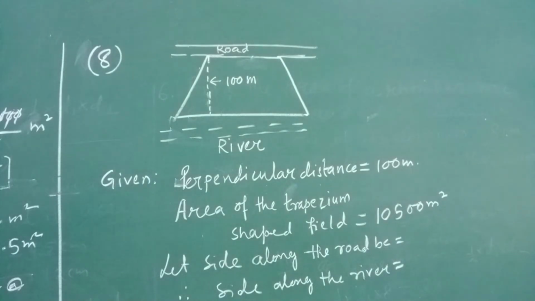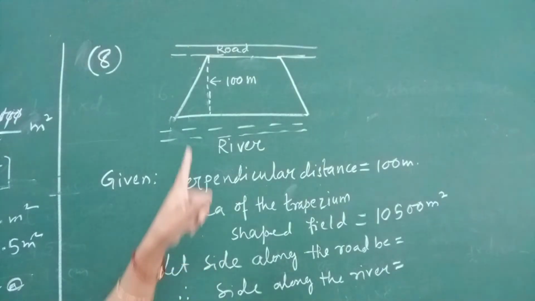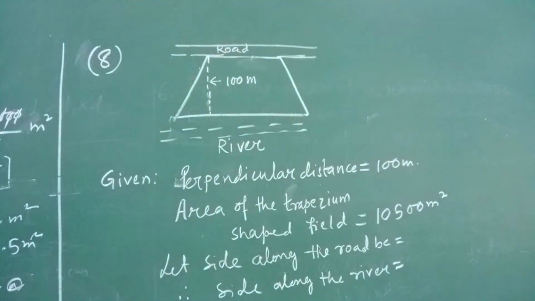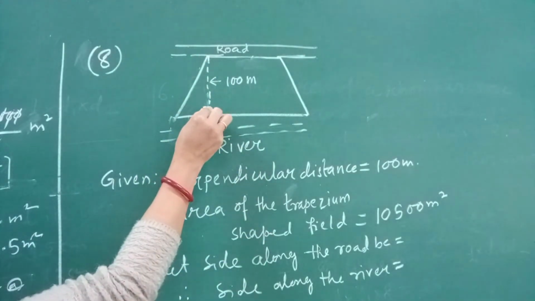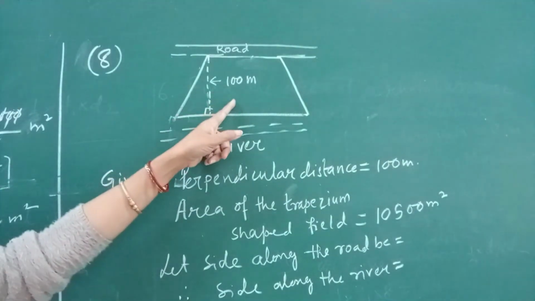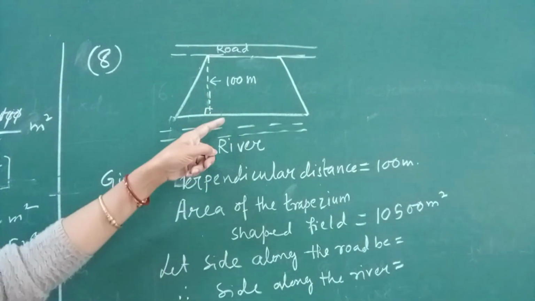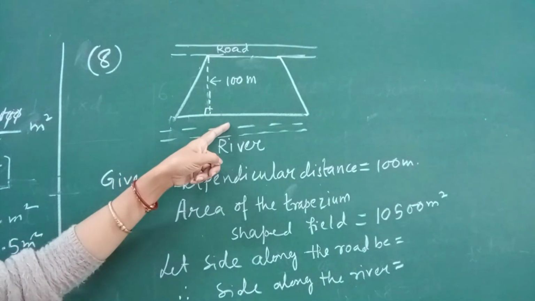The side along the road. The area of the trapezium shaped field is given. What is the area? 10,500 meter square. And the perpendicular distance between the two parallel sides is given as 100 meter. Find the length of the side along the river. You have to find this side.